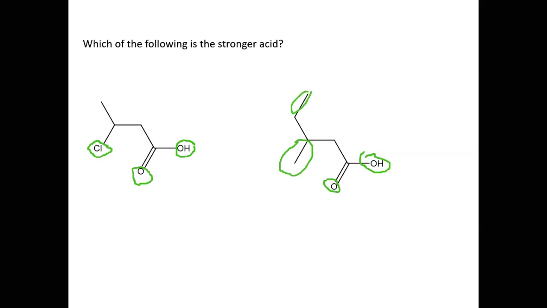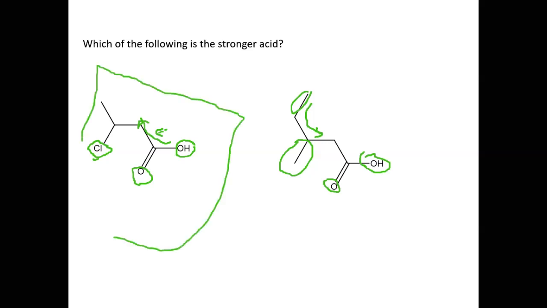So again, electron donating means it's kind of pumping electron density back into the reaction center. That's what we don't want for an acid. We want to remove electron density away from the reaction center. And so this one is removing electron density away from the reaction center. So since this one's electron withdrawing, this one would be the stronger acid. Stronger meaning it's easier to pop off the acidic proton, and the conjugate base is more stable.